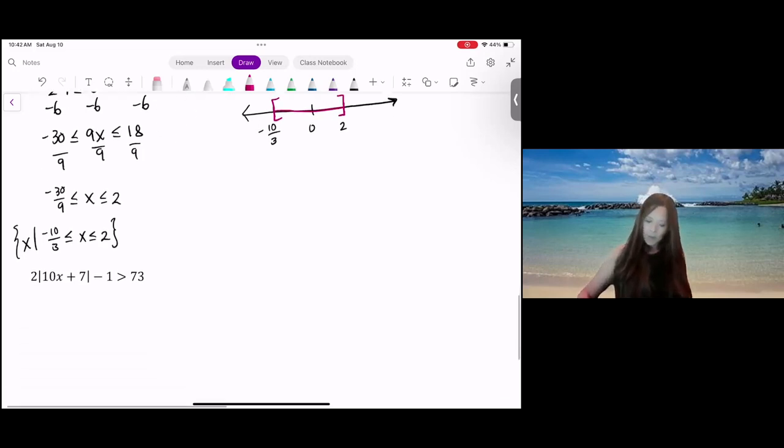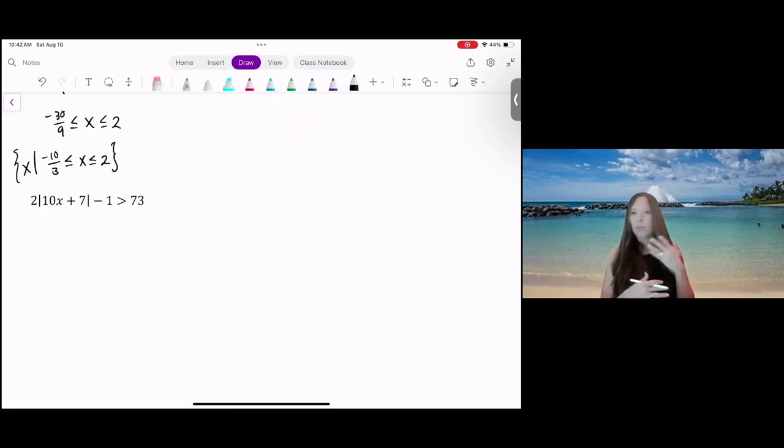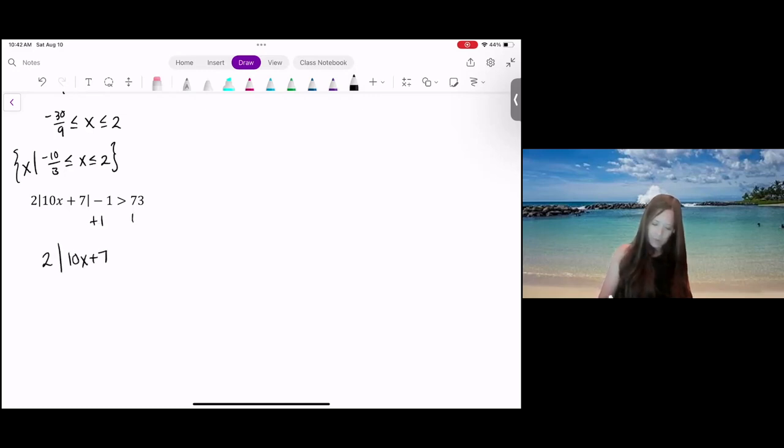All right, one last one that kind of involves a little bit more complex operations. I have the absolute value on the left-hand side, but I have a greater than symbol, and I have a -1 on the outside and a 2 that I need to handle. So remember, I'm going to undo the subtraction first by adding 1. I then have 2 times the absolute value of 10x plus 7 is greater than 74. And then I undo the multiplication by 2 and divide by 2 on both sides of the inequality.